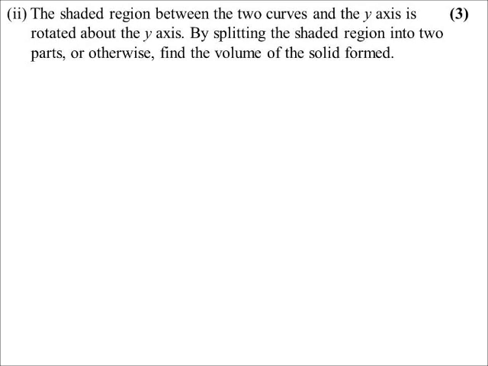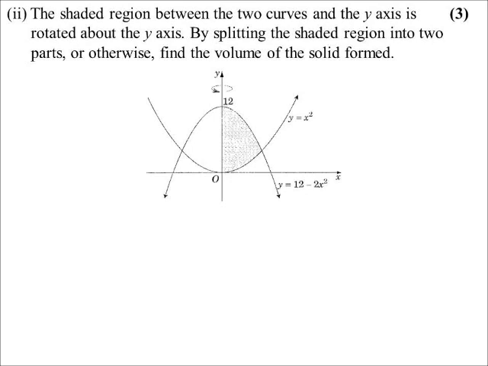Split it into 2 regions, which of course we have to, because if we're going around the y-axis, again the boundary changes. Because we've got the upside down parabola, we get to the point of intersection, but then it's the right way up parabola. So we need to split it into 2 regions or parts, find the volume. Although it does say or otherwise, which is interesting. Well, there must be another way of doing that. But anyway, volume is pi times the integral of x squared dy. We're going to split it there.